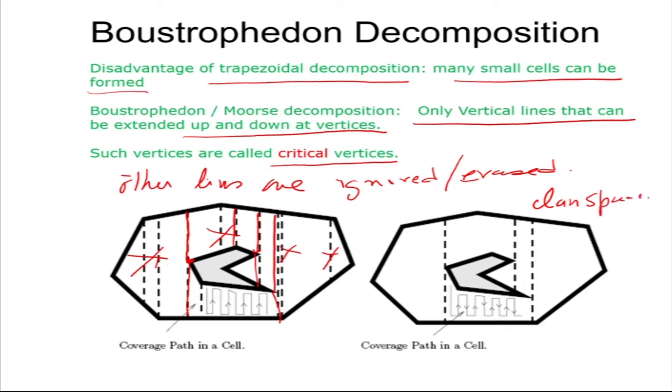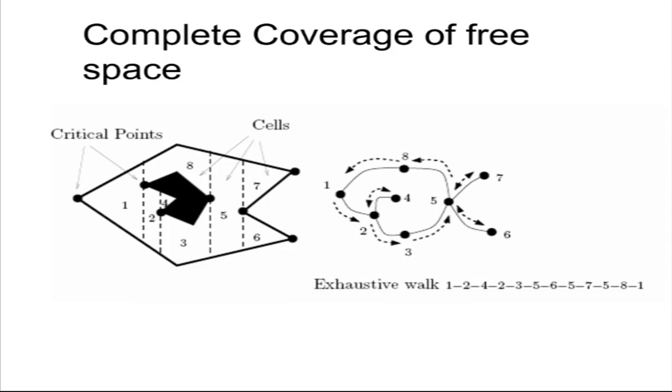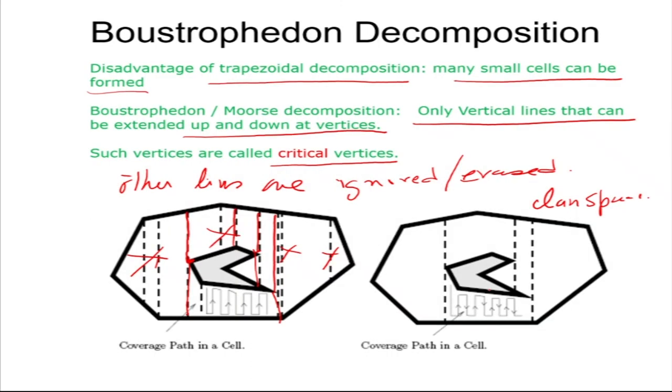Now, I want to do the coverage algorithm basically. So what I need to do is find the connection between the cells. Let me go back to the previous one. I can find the connection between the cells, let's say 1, 2, 3, 4, and then there is one more, which is 5. So there are actually only 5 cells.